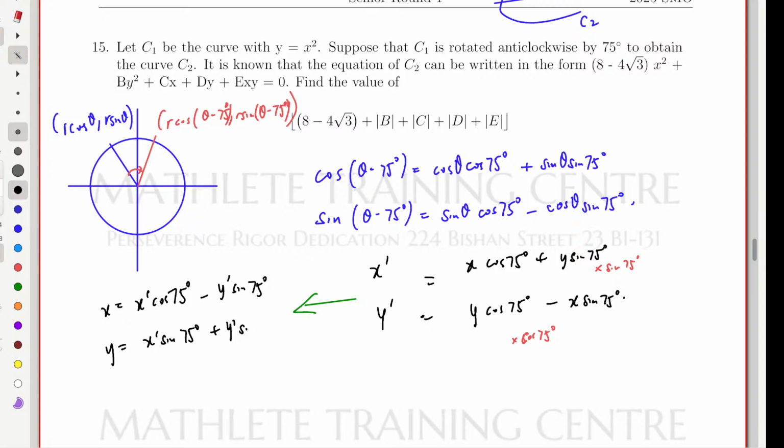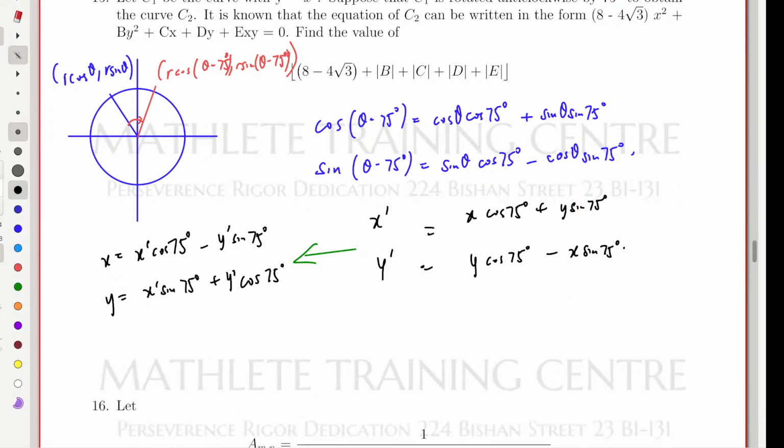So basically now you have your original coordinates x and y in terms of x prime and y prime, your new coordinates. Okay, sure. One last step. Use the fact that the original equation is y equals x squared. So we need to write down y equals x squared. Yeah, so this is our new equation C2.